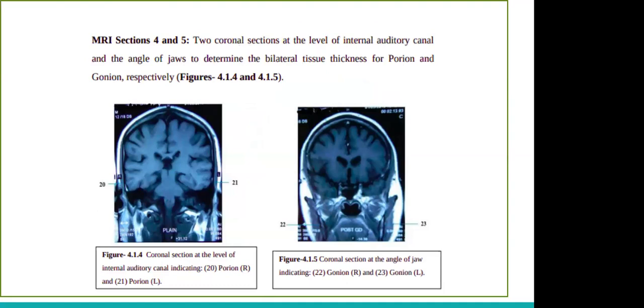Before understanding this, you need to understand where porion and gonion lie. The angle of the jaw is gonion, and the point just above the ear canal is porion. If there's only one plane near the ear point, it can't actually measure the difference of the jaw. That is why we take two coronal planes, one at the level of the inner auditory canal, that is porion, and one at the level of gonion. We measure both for the right and left side.